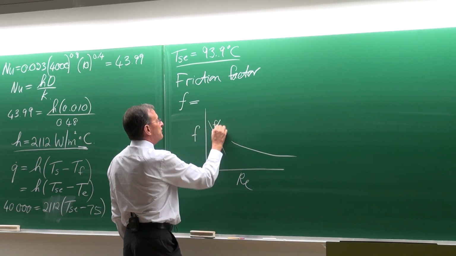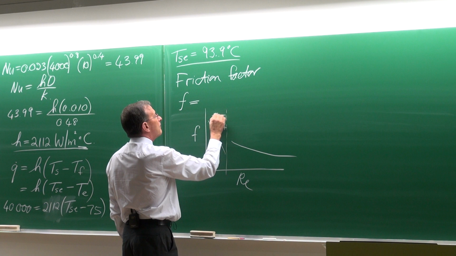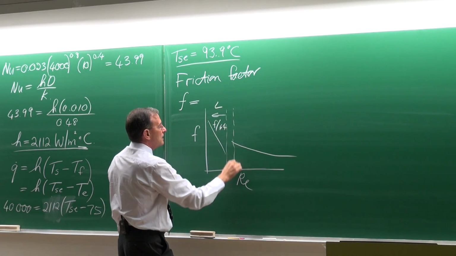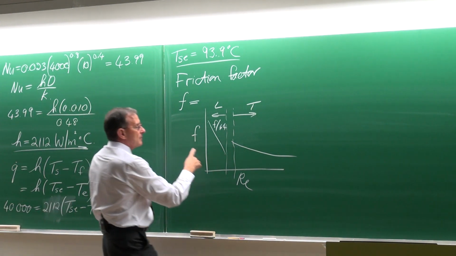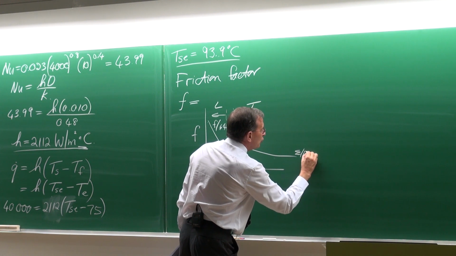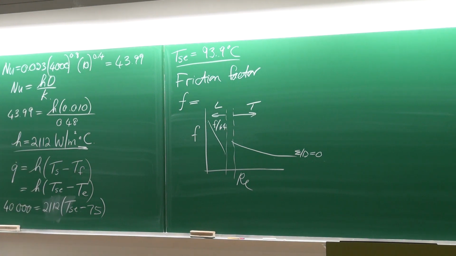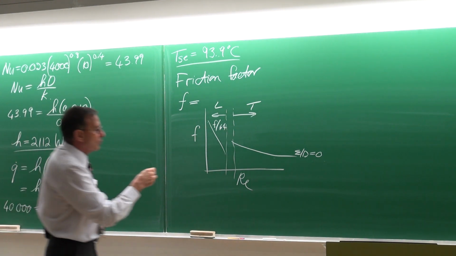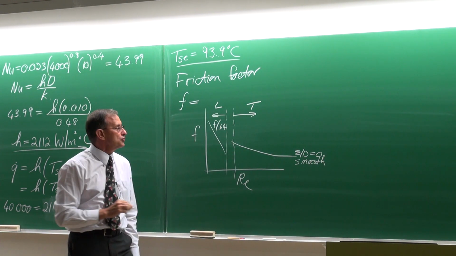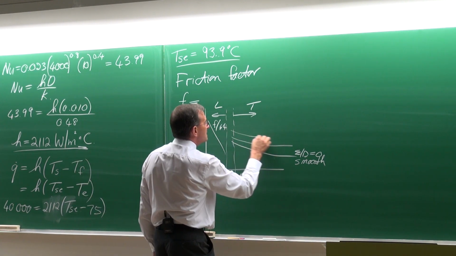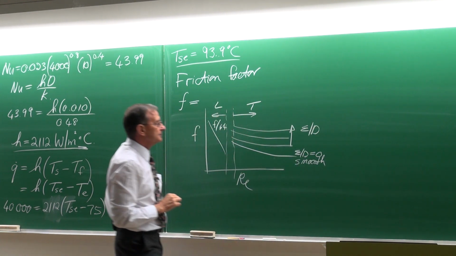This is the friction factor equal to 64 divided by Reynolds number, that is for laminar flow. Then there's an area of transition, and then there's turbulent flow. This is for epsilon divided by d, where epsilon is the surface roughness and d is the tube diameter, equal to 0. So this is a smooth tube. As the tube roughness is increased, we will get different values of epsilon divided by d.